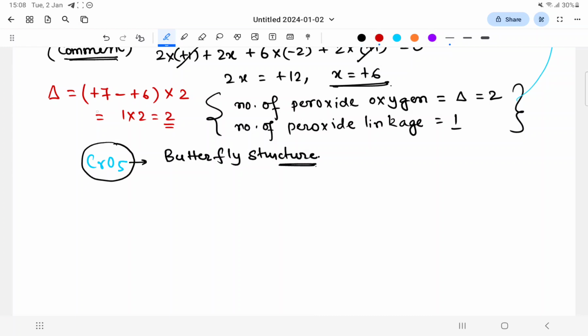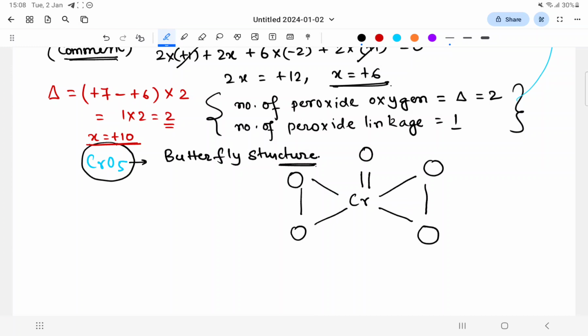The problem here was we were getting the X value as plus 10, and when we calculated using the formula of range, we saw that it should come as plus 6. So what was exactly the mistake that we were making, guys? We need to check that. Let me draw the structure of CrO5 and show it to you. I hope now you will understand why it is called a butterfly structure.